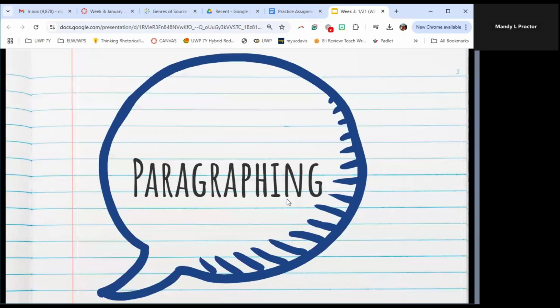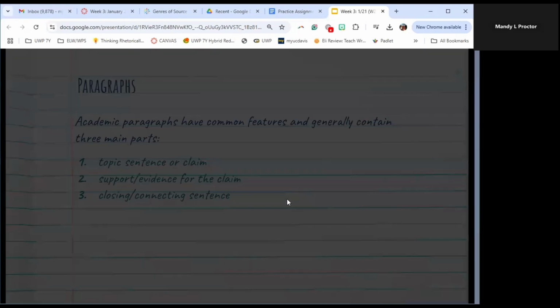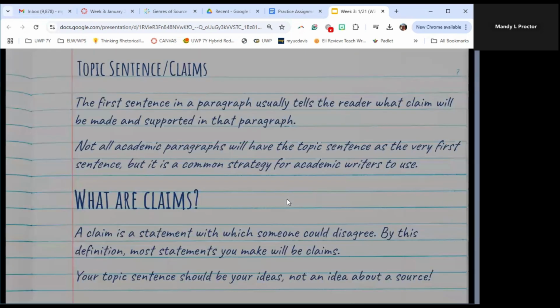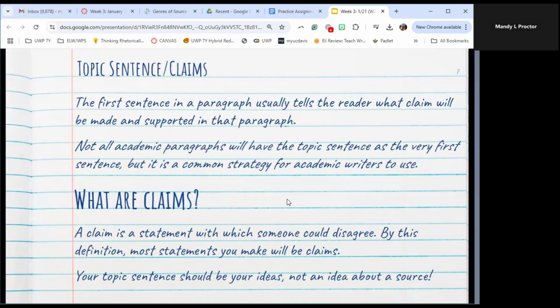Okay. So let's talk a little bit about paragraphing. So this is common information, right? These are things that you've hopefully learned in the past, that academic paragraphs generally have really common features. And most of the time, they're going to contain three parts. You have your claim or your topic sentence, you're going to have your support and evidence for that claim, and then you're going to have some kind of closing connecting sentence.